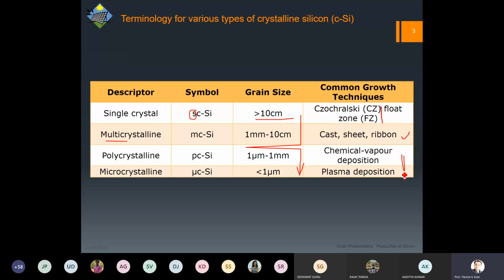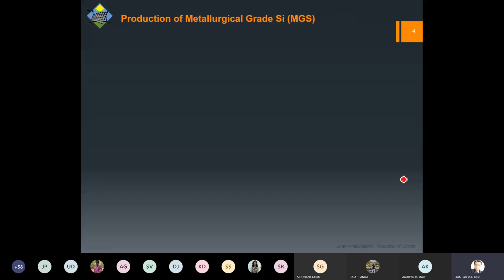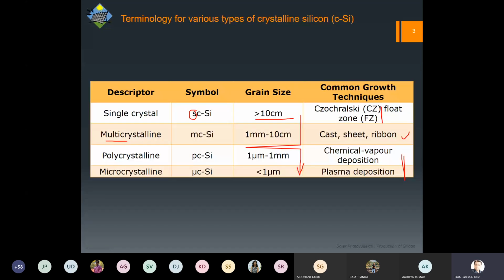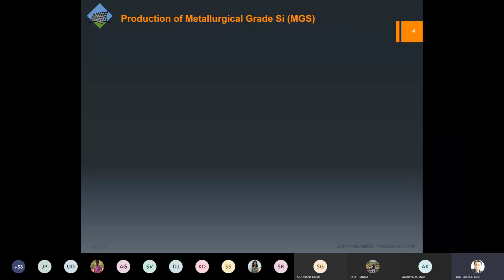So in this, we are going to concentrate on single and poly, that is mono and poly, two major types of silicon that we are going to use, and which is again formed in bulk, not by deposition technique. Deposition technique is a second generation technique, so we will not look into that.